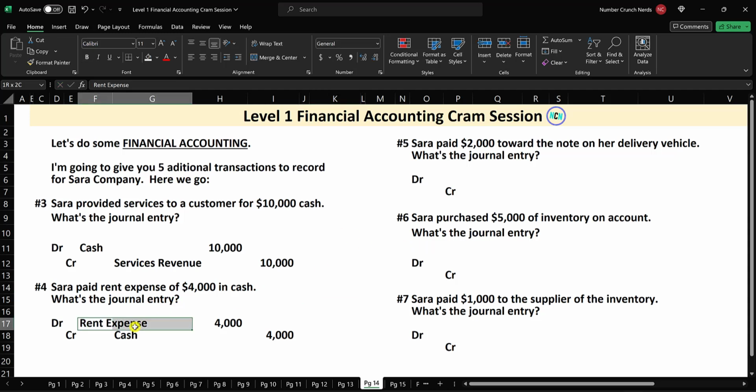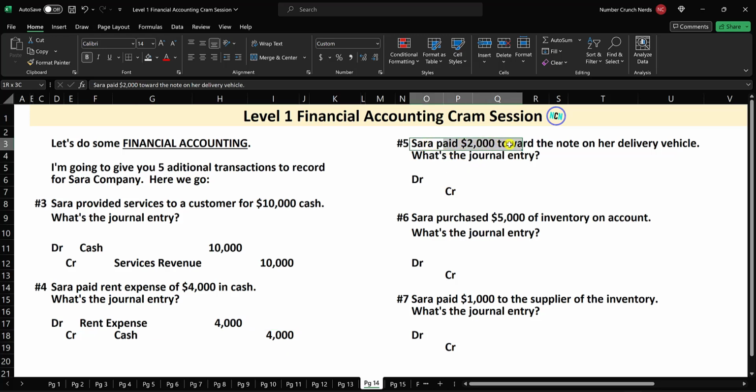So this is an expense. Expense has the opposite sign of owner's equity, remember? So expense increases with a debit. So increase the rent expense, increase the expense by $4,000. This is an asset. Assets decrease with a credit. Decrease asset right here.